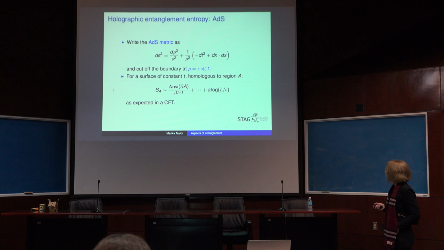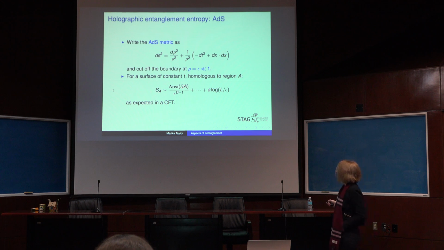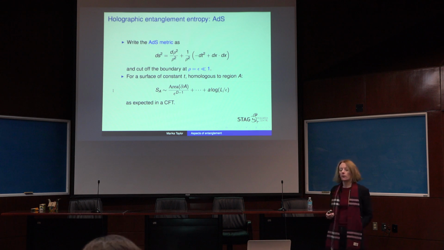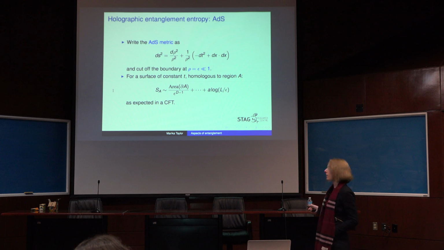And if you just go through the calculation and you take a surface of constant time, homologous to a region A, you can actually just show rather straightforwardly, in fact, it follows directly from the powers of rho that sit in the metric, that indeed the area of this surface goes as the area of the boundary of A scaled in units of the cutoff, and then indeed there is a logarithmic term which shows up in the right dimensions. So this was their primary evidence that this was the right prescription for holographic entanglement entropy. It was that you got the expected behavior that I showed you before for a conformal field theory.